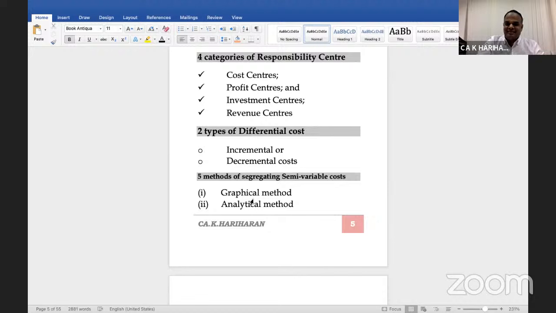So, with respect to the basis of classification of cost, yes, 8 bases are there to classify the cost. So, what are all the 8 bases? Any idea about the 8 bases of cost classification? Any 1 or 2 bases you can tell. All the 8 bases may be difficult. At least 1 or 2.